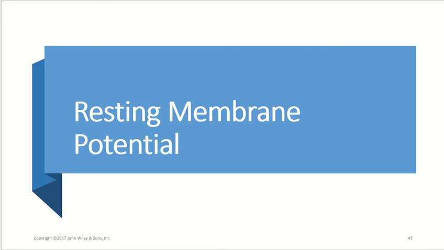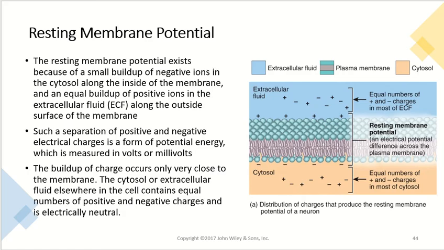So now we're going to talk a little bit more about the resting membrane potential of a cell, specifically a neuron. So the resting membrane potential is going to exist because of a small buildup of negative ions in the cytosol along the inside of the membrane. So you can see that here. We've got a little tiny buildup of negative ions right along that plasma membrane, and then an equal buildup of positive ions in the extracellular fluid along the outside surface of the membrane.